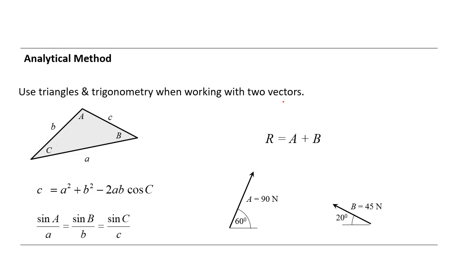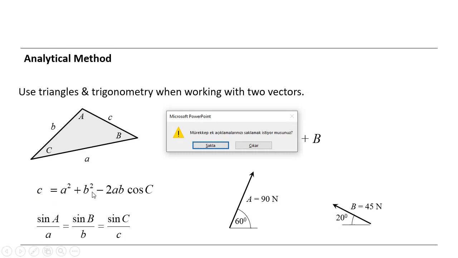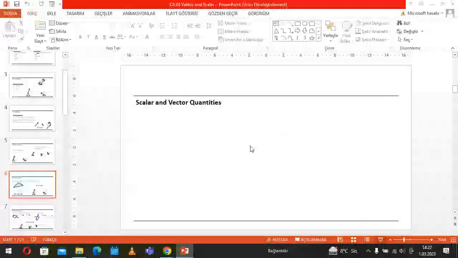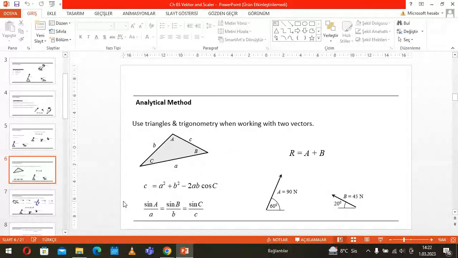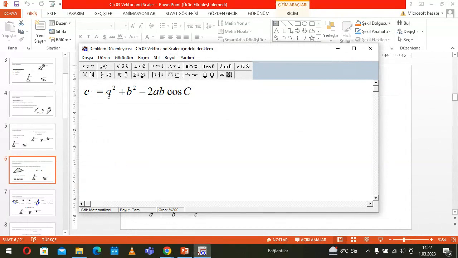I mean, from the c square must be, this is not correct, I'm sorry. So this is not correct. Here this must be square root. This is cosine c, but this is c square, here must be c square, okay? Okay, now it is correct.